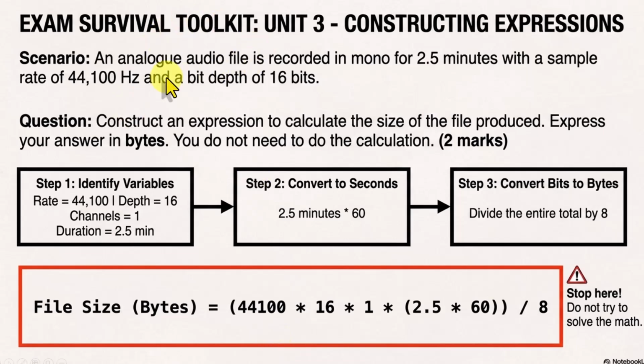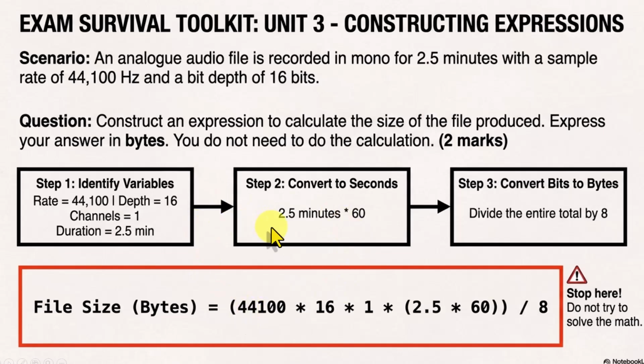And the next question: an analog audio file is recorded in mono for 2.5 minutes with a sample rate of 44,100 hertz and a bit depth of 16 bits. Construct an expression to calculate the size of the file produced. Express your answer in bytes. So you do not need to do the calculation. See, construct an expression simply means you do not need to do calculation.